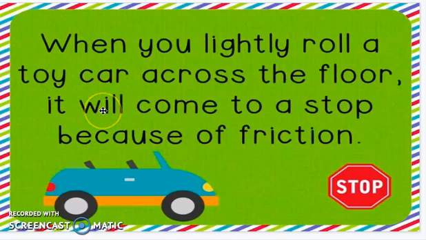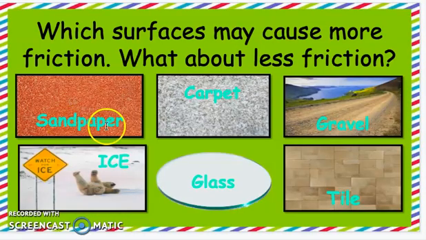I want you to think about when you have rolled something across the floor. When you roll a toy car like this across the floor, it's going to come to a stop at some point because of friction. Okay? And how fast it stops depends on what type of surface it is on. The smoother the surface, the less friction.